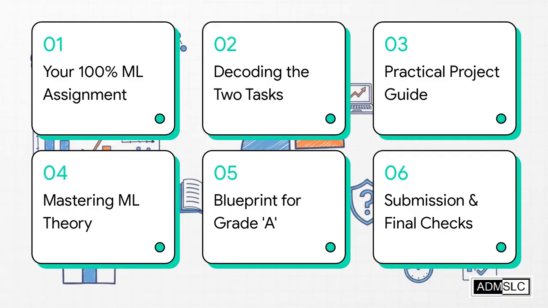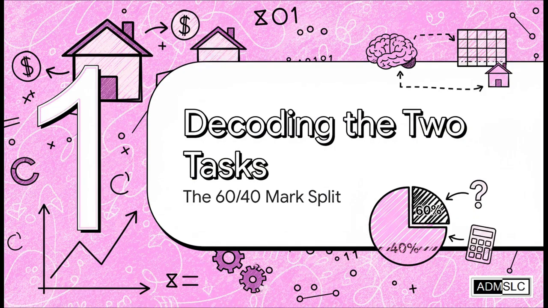So, here's the plan. We'll look at how the assignment is structured, then we'll dive deep into the two main tasks, the practical project and the theory questions. After that, we'll get into the good stuff, what it takes to get a grade A. And finally, we'll run through a quick submission checklist. All right, let's get started.